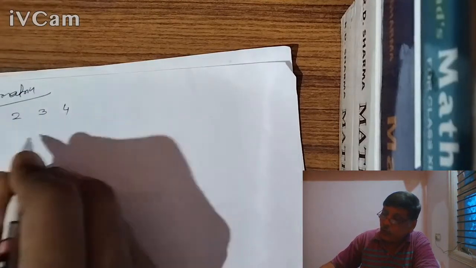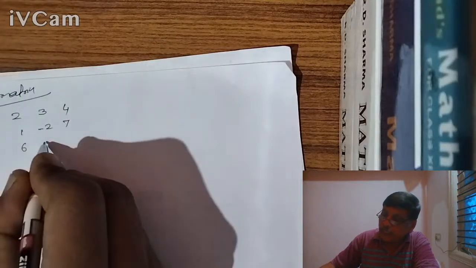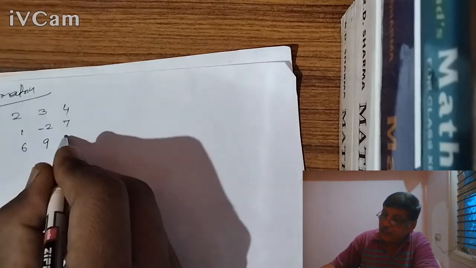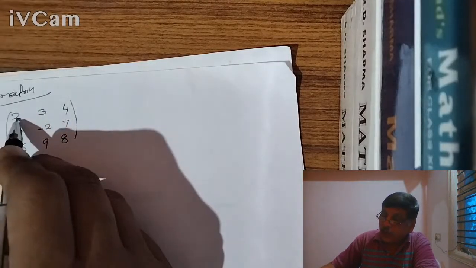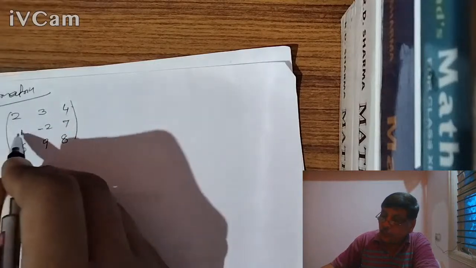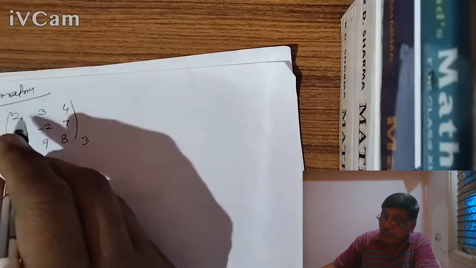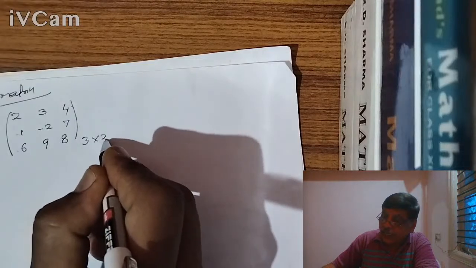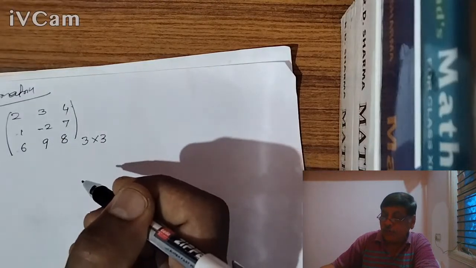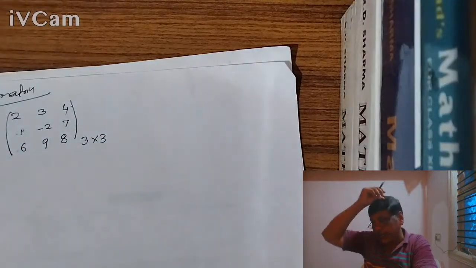2, 3, 4, 1, minus 2, 7, 6, 9, 8. So here this is the matrix. Here how many rows are there? This is row 1, row 2, row 3. There are 3 rows. How many columns are there? Column 1, column 2, column 3. So it has 3 rows and 3 columns. Okay. So this is an example for a square matrix.